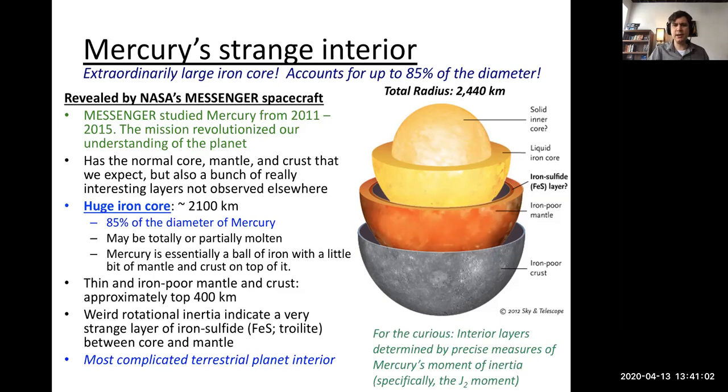If you look down at the bottom, you'll notice this is all green. But that J2 moment, what that comes out to be mathematically depends on the interior structure of the planet. So we can use that information to figure out the interior density structure.